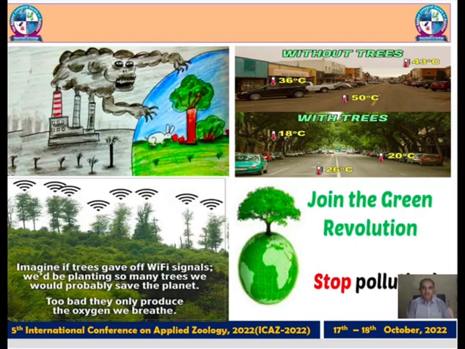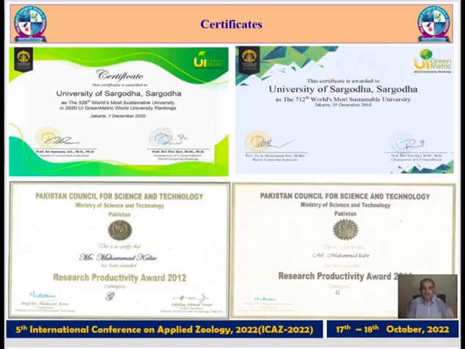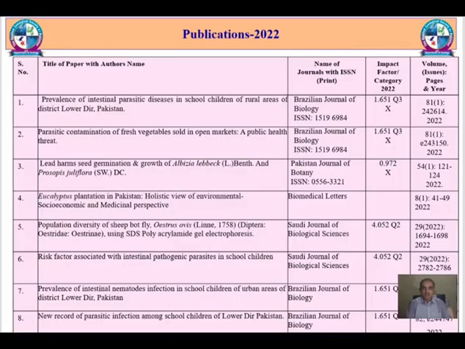Here you can see the different certificates which our university has obtained from UI GreenMetric, and in the second portion the certificates are regarding the Research Productivity Award which I obtained from the Pakistan Council of Science and Technology during 2012 and 2011. These are the publications of 2022 in different international peer-reviewed journals. It means that I have been playing my role regarding the environment.